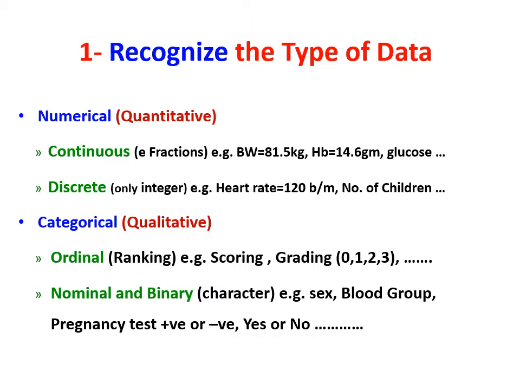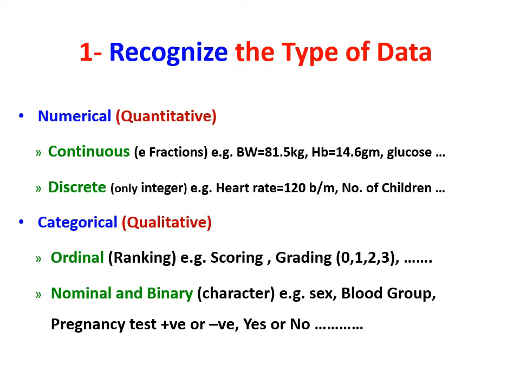Ordinal means ranking, like scoring, like grading: grade 1, grade 2, grade 3, or score 1, score 2. We arrange them here in ordinal form. For example, we say mild or moderate or severe, so we can express mild as 1, moderate as 2, severe as 3. In some scores or grading using this mild, moderate, severe, we can express this by numbers like 0, 1, 2, 3, and this is a grading, and this follows ordinal qualitative data.